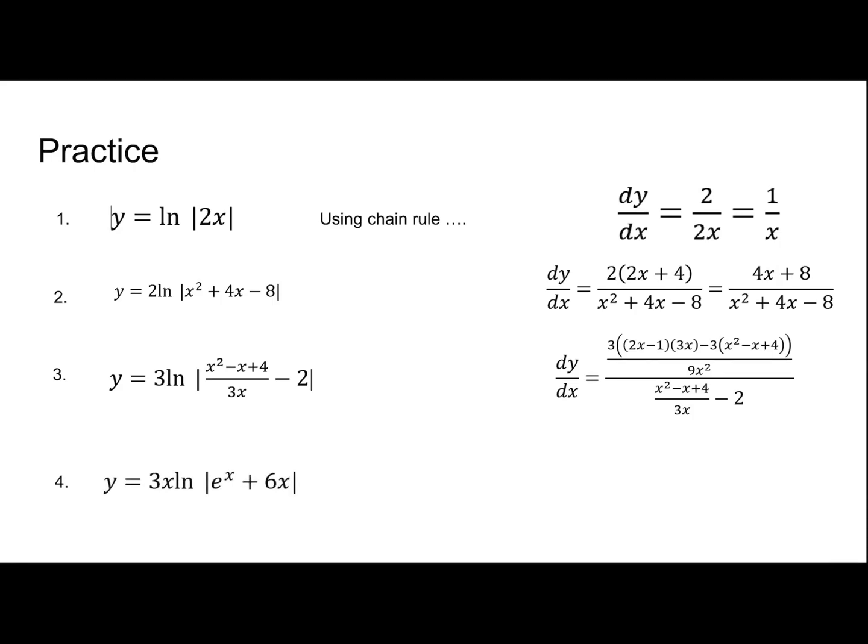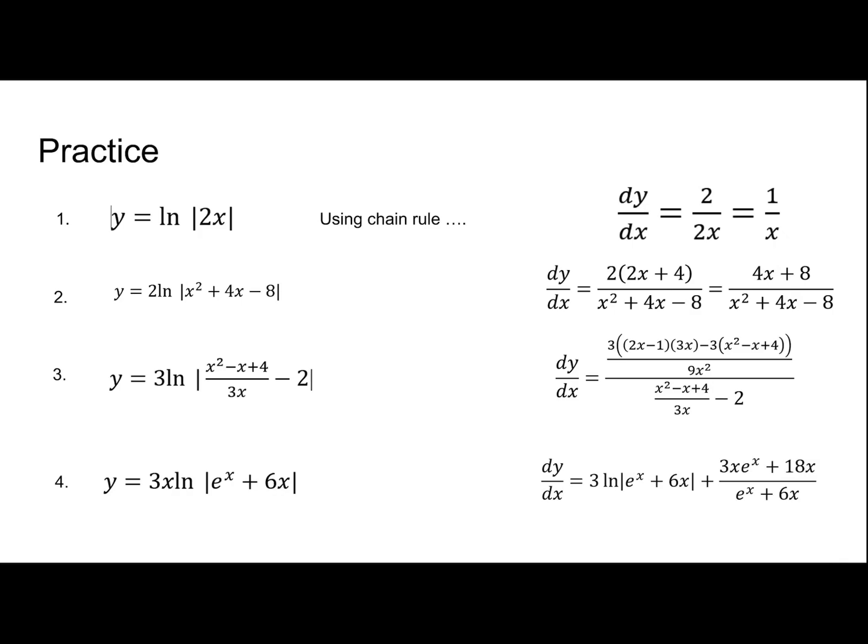So for question 4, y equals 3x ln of e to the power of x plus 6x. In this case, we need to use the product rule on top of the chain rule. The reason we're using the product rule here is because we have a function of x multiplied by another function of x. Because we have two functions of x multiplied together, we need to use the product rule, and to differentiate ln, we need to use the chain rule.